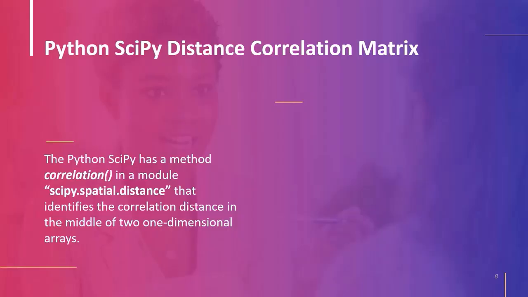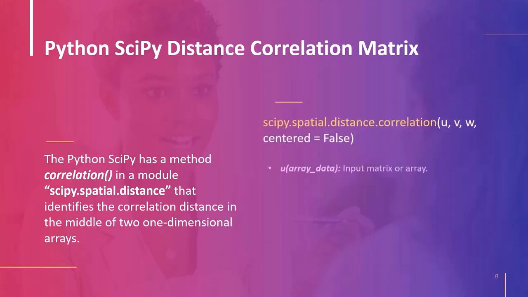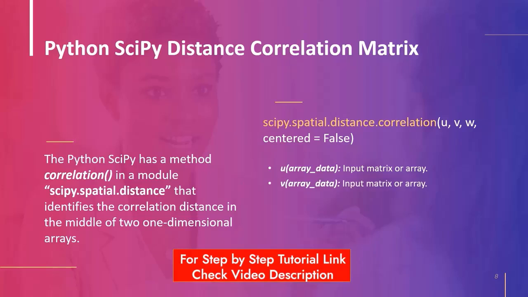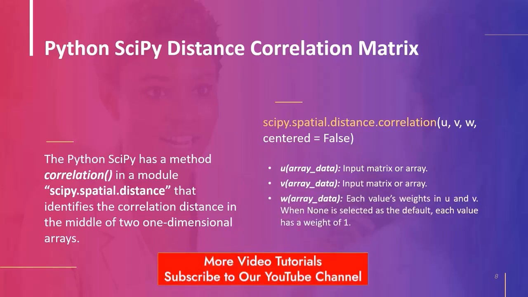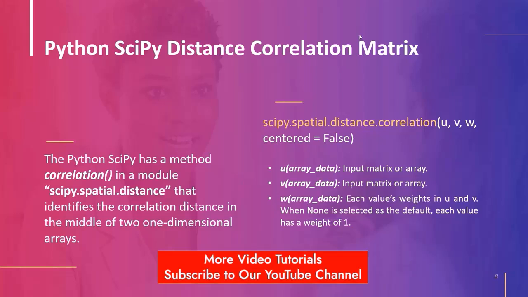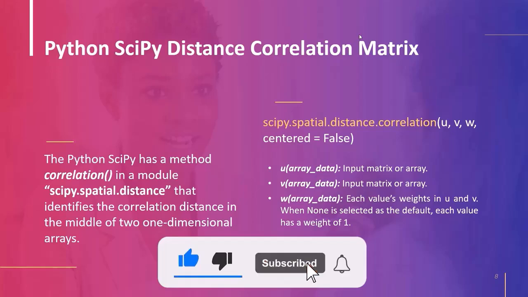The last topic of this tutorial is Python SciPy distance correlation matrix. The scipy.spatial.distance module of Python SciPy contains a method called correlation that finds the correlation distance between two one-dimensional arrays. The syntax of the method is as follows, where the parameters are u, which is used to specify the input array for the method, v, which is the second input array for the method, and w, which is the weight for each value in u and v. By default, it is None, which gives each value a weight of 1.